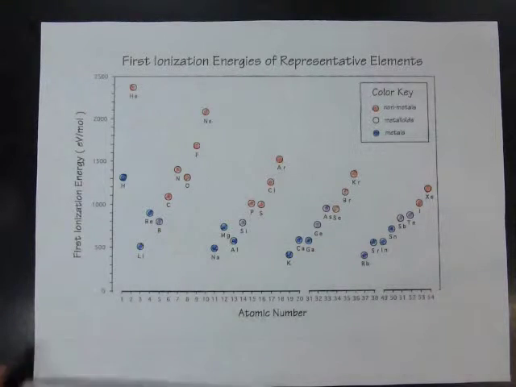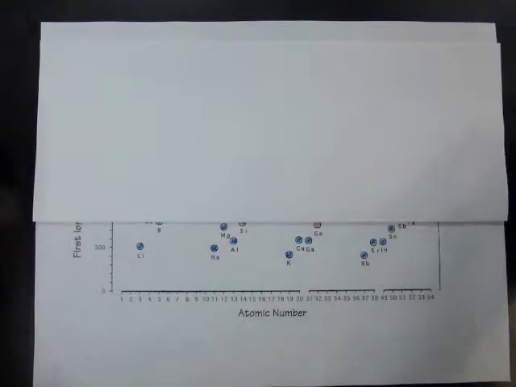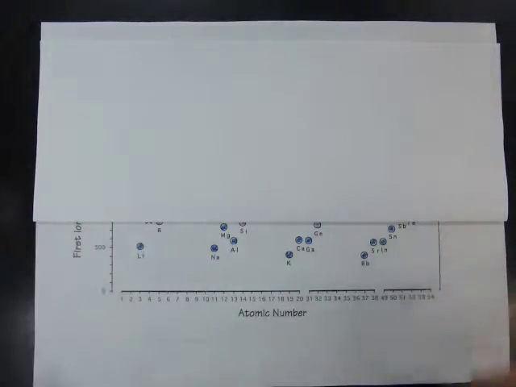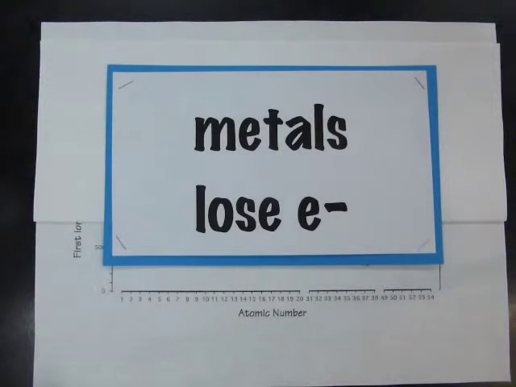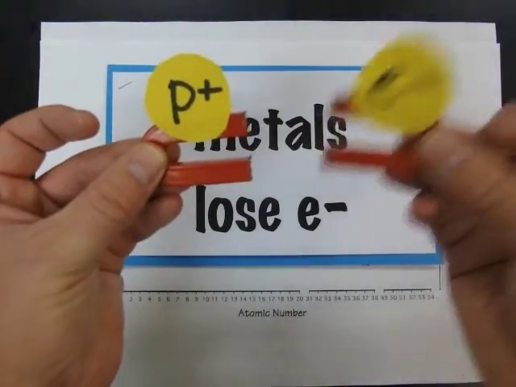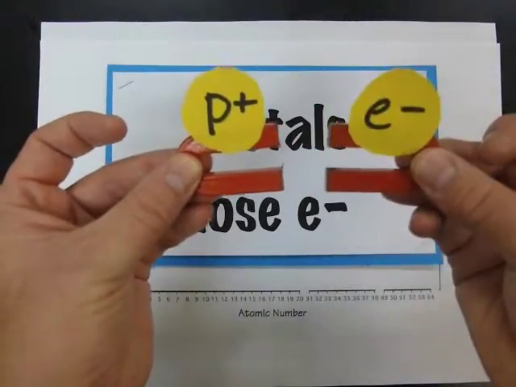So what that means is that as a group of elements, the metals all have lower ionization energies. That makes sense for metals because that's how metals react. They react by losing electrons. So you would expect them not to have a very strong attraction for their outer electrons because to react, they have to lose those electrons.